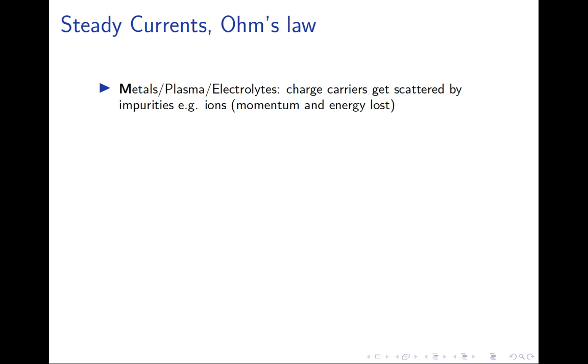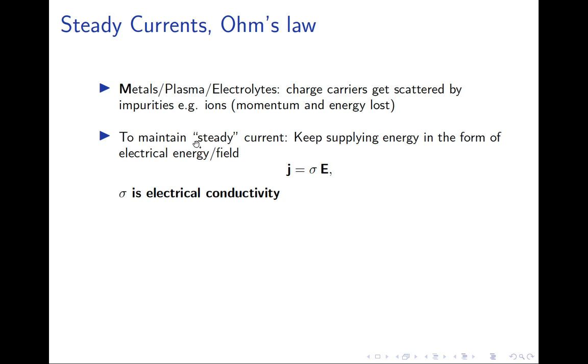It's known as Joule heating. So in order to keep charges moving at a constant rate, or current at a constant rate, we need to feed energy into the metal or plasma or electrolyte. To maintain steady current, we keep supplying energy in the form of electrical energy or electric field. So in order to produce a constant steady current, we need to keep on introducing a constant electric field inside. Okay, so then we have this relation, which is true for not too strong fields, and such a relation is known as Ohm's law.